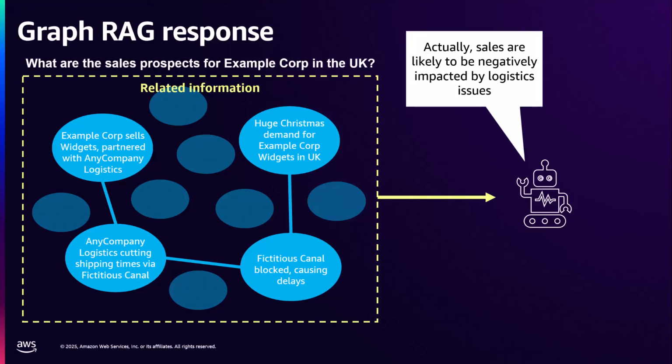So whilst it immediately looks like we've got huge demand, fundamentally we can't provide a supply for that demand. So sales are likely to be negatively impacted.